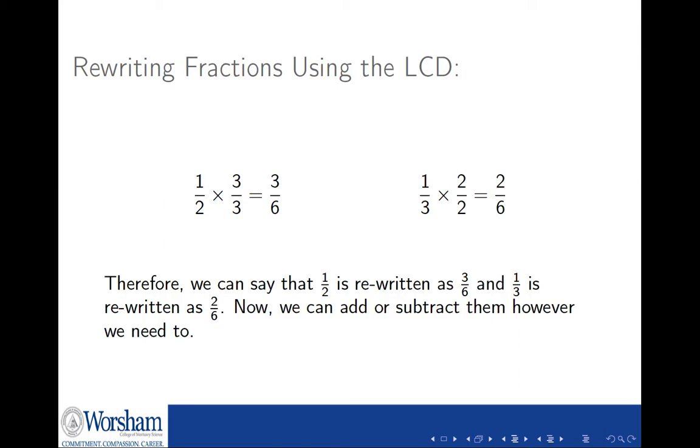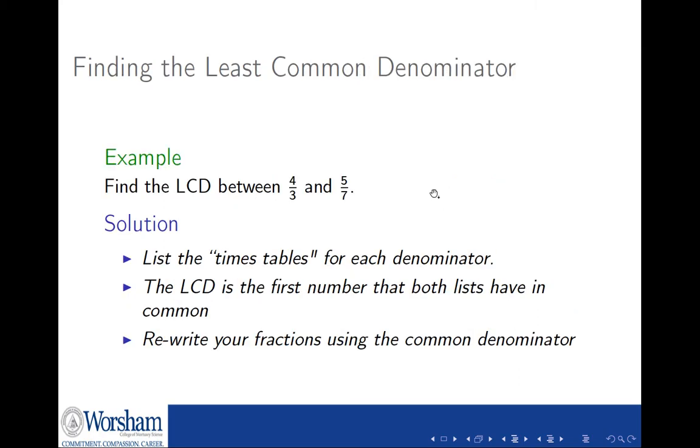It's a little bit trickier, but I have another example waiting for you, okay? Now this one's a little bit more complicated, but it's still going to be using the same process. So find the least common denominator between 4 over 3 and 5 over 7. We're going to take it a step further, and we're going to rewrite our fractions using that same common denominator. All right? So same process.